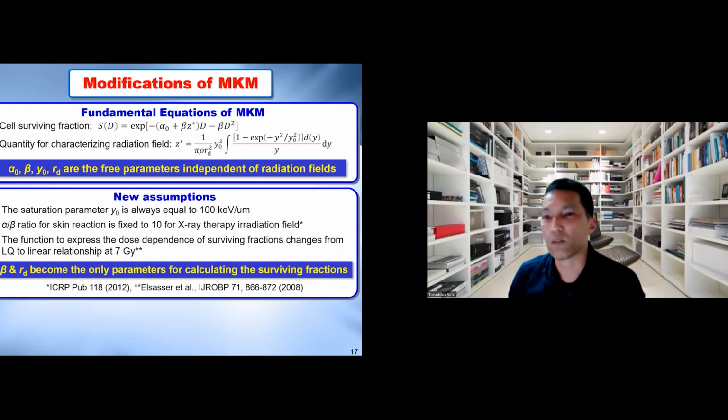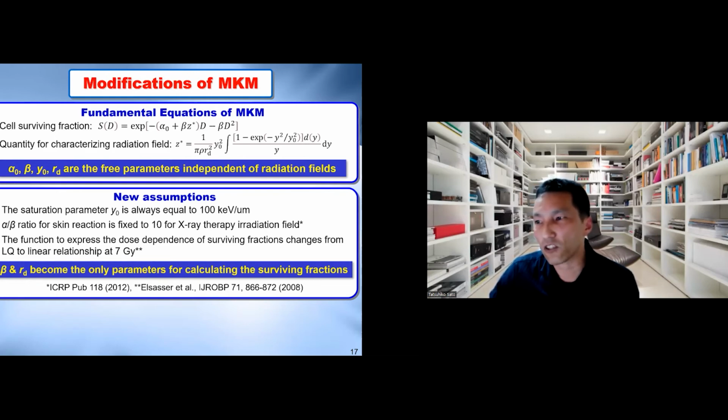Under these assumptions, the cell surviving fraction can be determined from the LQ relationship with only one quantity for characterizing the radiation field, which is the saturation-corrected specific energy, z1D star, as calculated by this equation. And alpha, beta for fundamental radiations, the saturation parameter, and the domain radius are free parameters independent of the radiation field.